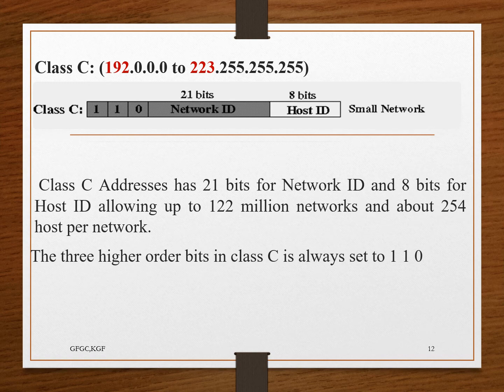Class C ranges from 192.0.0.0 to 223.255.255.255. Class C addresses have 21 bits for the network ID and 8 bits for the host ID, allowing up to 2 million networks and about 254 hosts per network. The three higher order bits in Class C are always set to 110. Class C is used by organizations requiring small to medium-sized networks, for example, small universities, engineering colleges, small offices, etc.